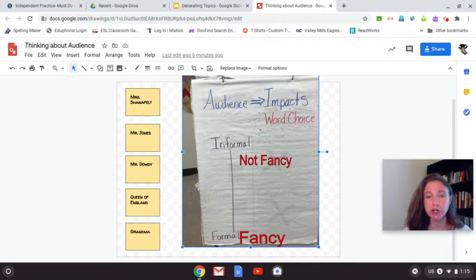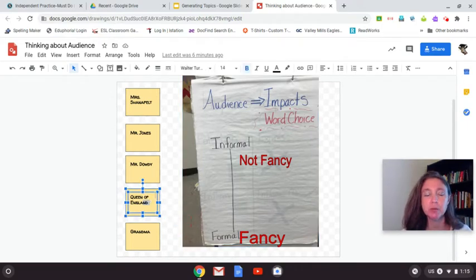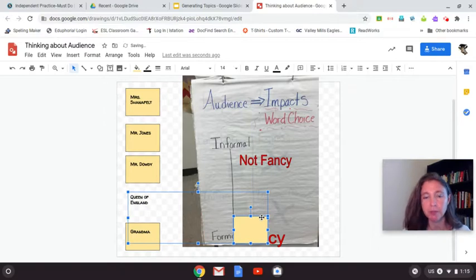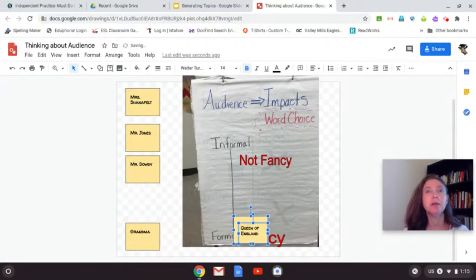Okay, so for example, if I had to go see the Queen of England or I was writing a letter to her, then I would use my fanciest language, right? Let's see if I can get this to move. My very fanciest language. I would put her down here on the fancy end, right? Down here at the bottom, because I'm not sure why that didn't move. We would want her to be down here at the fanciest. Okay, we would use our politest words.